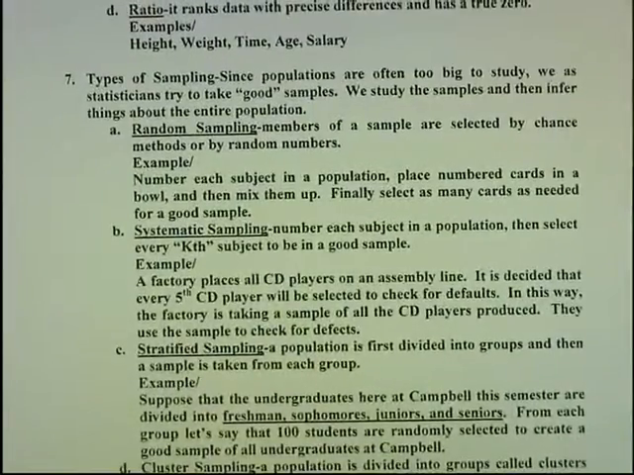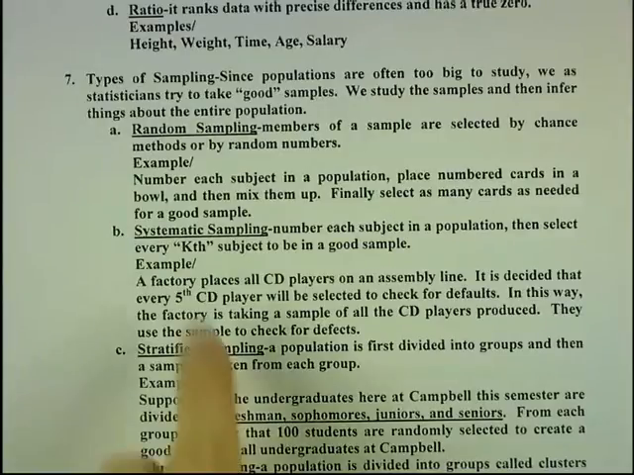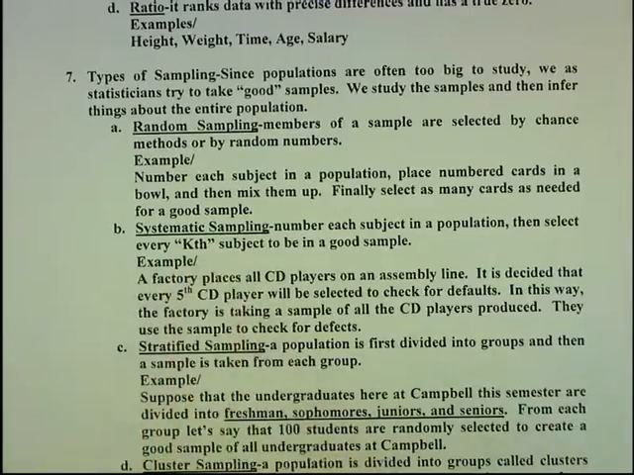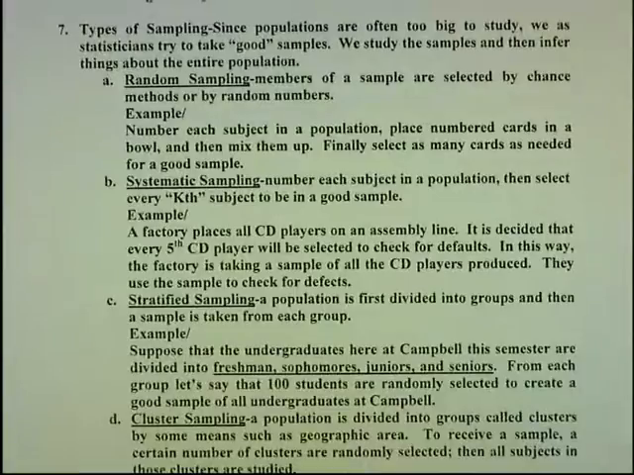Systematic, you don't take every subject in the population, but you select every 5th subject or every 10th subject. Here, very general, I say kth, if I'm pronouncing that correctly, but I mean to replace that with every 2nd or 3rd or 4th or 5th subject. For example, in a factory, you wish to test CD players in an assembly line. You may not wish to check every single CD player, but you're going to test every 5th CD player to see if there are defects.